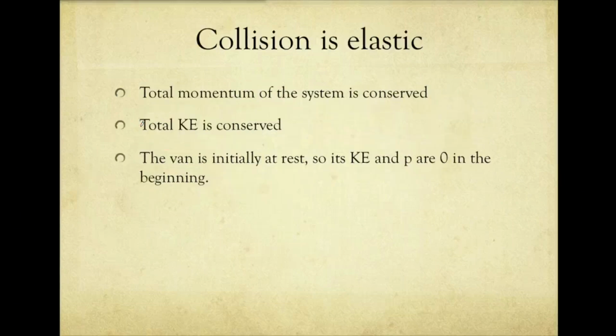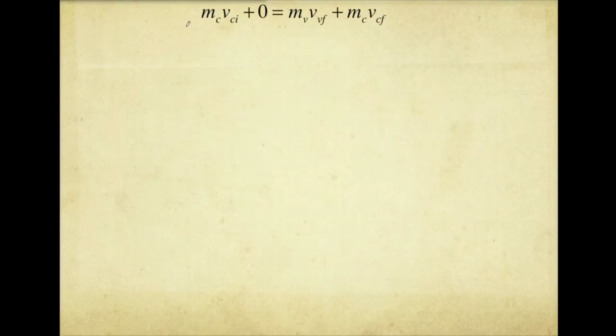I know that my momentum is conserved and it's an elastic collision, therefore I know that my kinetic energy is conserved. Initial momentum and kinetic energy for the van was 0 because it was at rest. Conservation of momentum. This is my initial momentum for the entire system because there's only one car moving. The momentum final is right here.